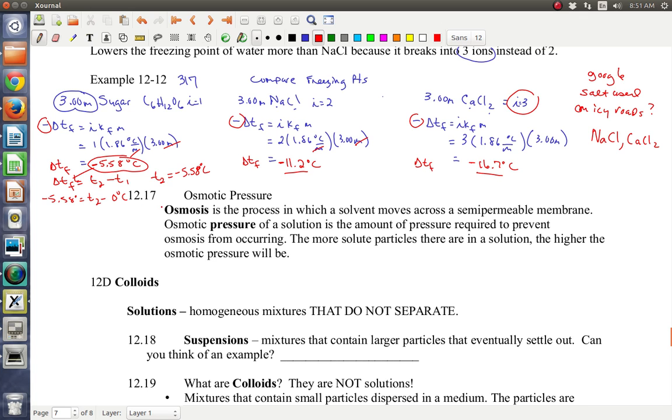Next is osmotic pressure. You basically cover this in biology. Osmosis is a process in which a solvent moves across a semi-permeable membrane, like a cell membrane. The osmotic pressure of a solution is the amount of pressure required to prevent osmosis from occurring. So how much pressure will hold it all in. The more solute particles there are in the solution, the higher the osmotic pressure will be.